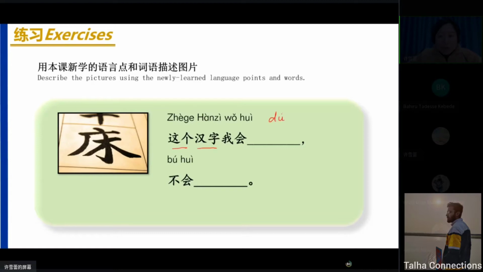我会读, right? 我会读, but 读 is this one. 读。这个汉字我会读。不会写。Yes, 不会写。这个汉字我不会写。会读。不会写。Great. But do you know how to read this one, this character? 你知道怎么读吗？Do you know how to read it?